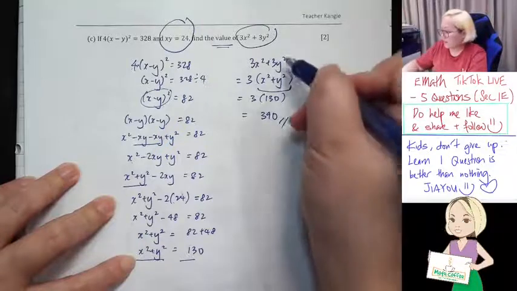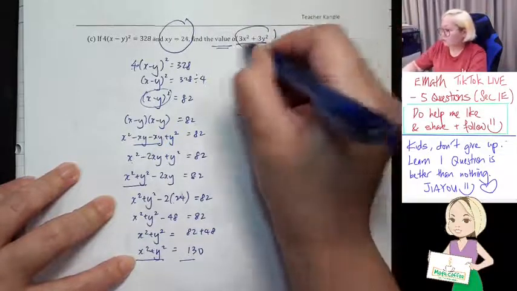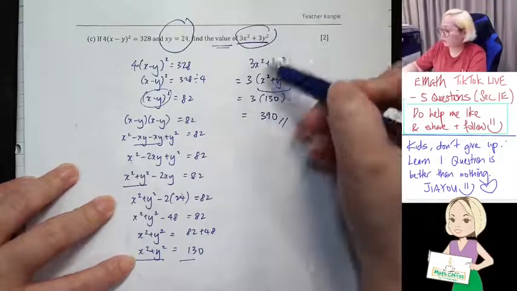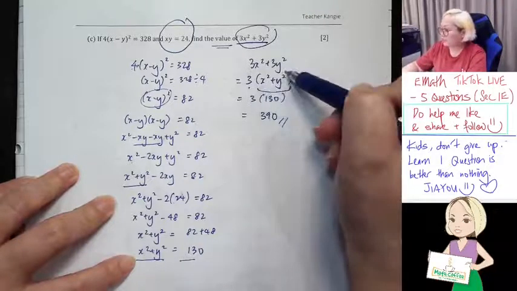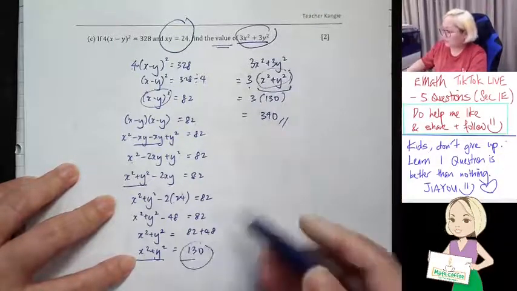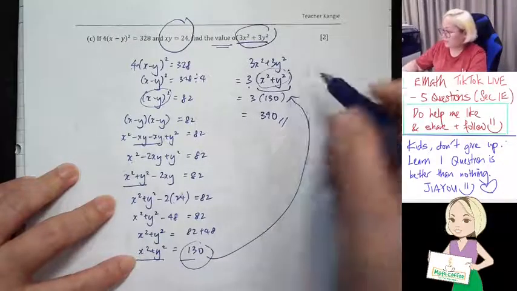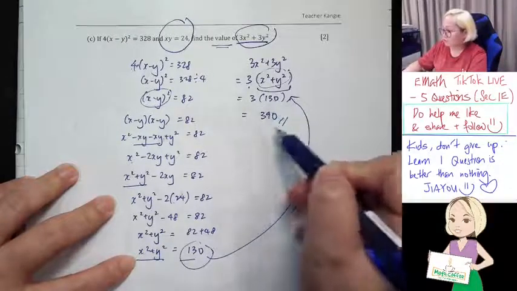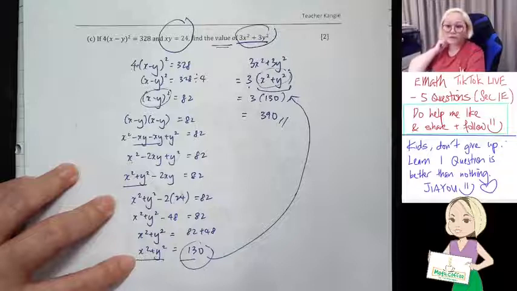Okay? Then, don't forget, because your task is to find 3x squared plus y squared. So I took out common factor 3. 3 must multiply with this. So I just sub this over here. And I get 3 times 130, which is 390. Okay? All good?